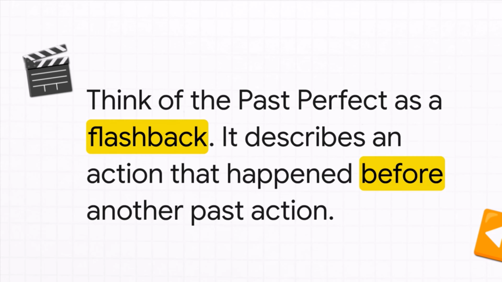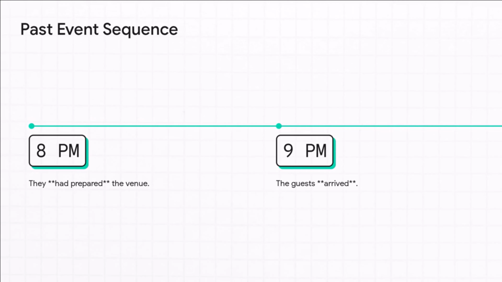It's a signal to your listener that you're talking about something that was finished before another thing happened in the past. This timeline just makes it crystal clear. Check out the sequence. First, at 8 p.m., they had prepared the venue. That action is done. Then, an hour later at 9 p.m., the guests arrived. See? The past perfect, had prepared, sets the stage. It establishes the earlier past before the main past event happens.